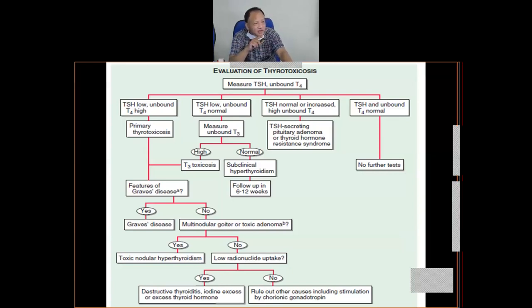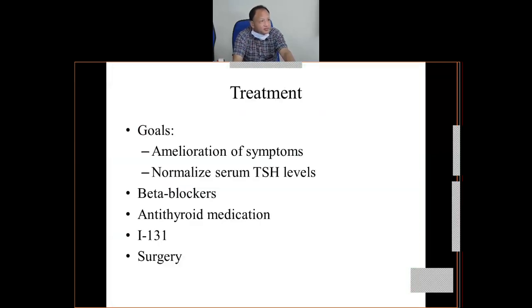This I took from Harrison. So you can see from there if you want to see. If the TSH is low and the free T4 is normal, then you measure the T3. If it is high, it is T3 toxicosis. If normal, then it is subclinical hyperthyroidism. Follow up in 6 to 12 weeks. If TSH is normal or increased with high free T4, then it is a TSH-secreting pituitary adenoma or thyroid hormone resistance syndrome. If TSH and T4 are normal, then no further test, that means it is a normal state.